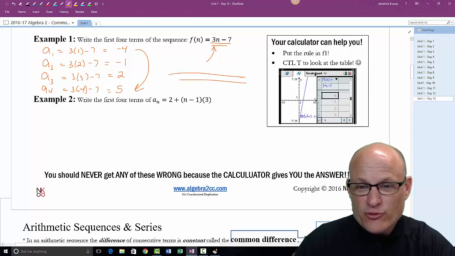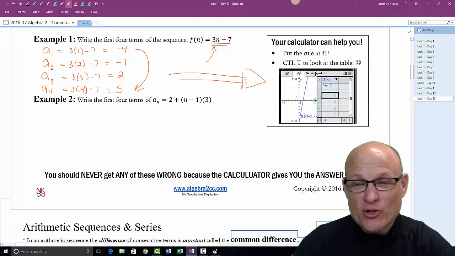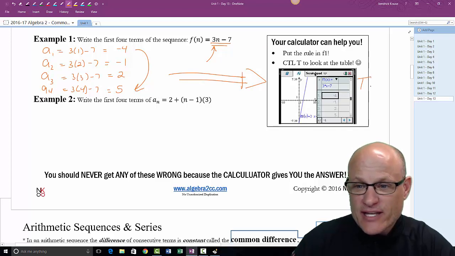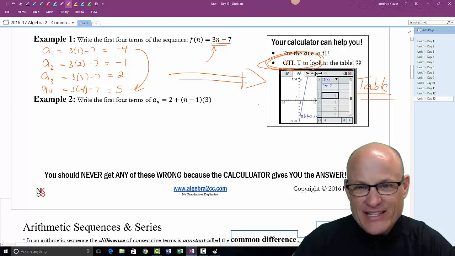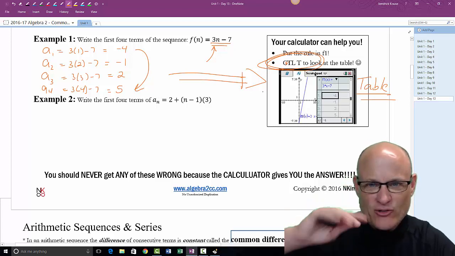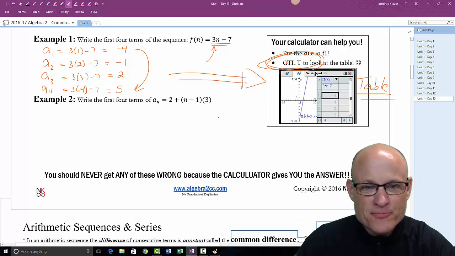By the way, if you wanted to, you certainly could put this function into your calculator and then go look at the table. And you remember you hit Control T. I think I need an N there. Control T in order to get to the table. Remember, Control T toggles the table on and off.